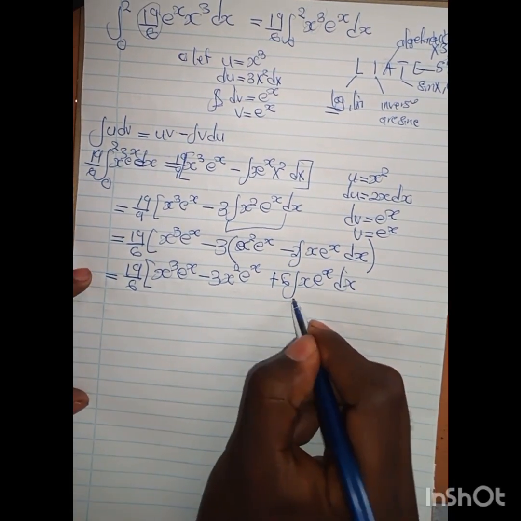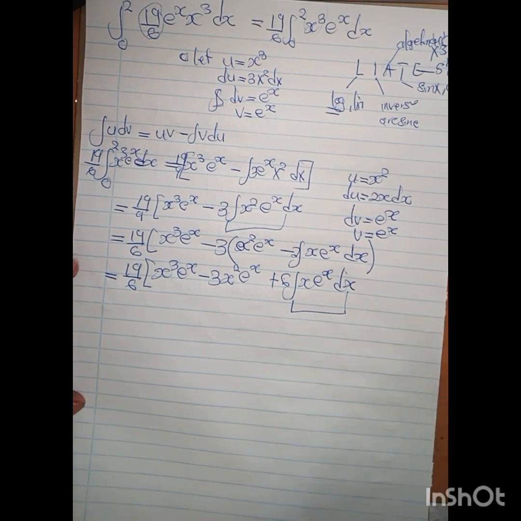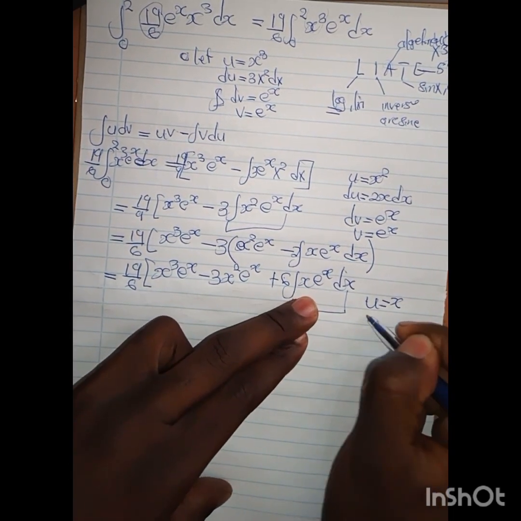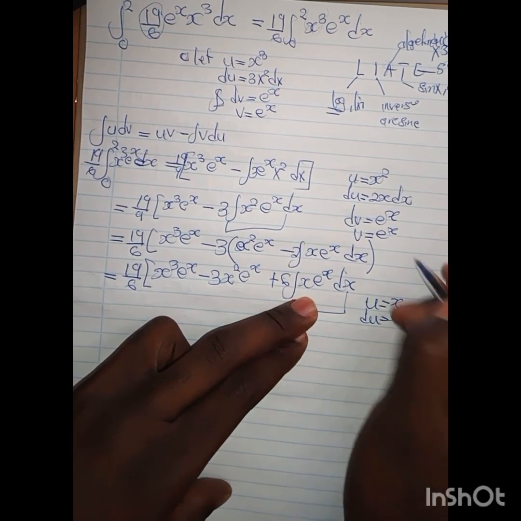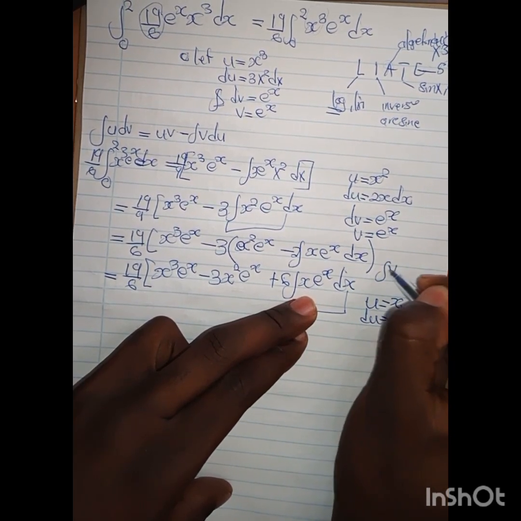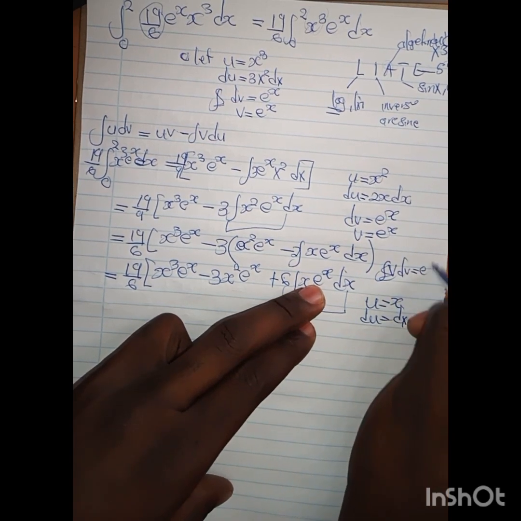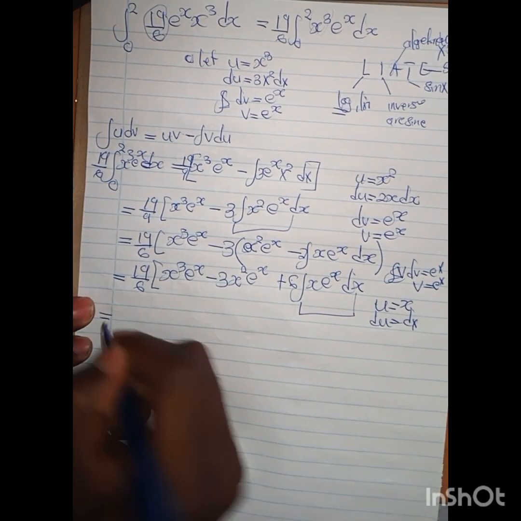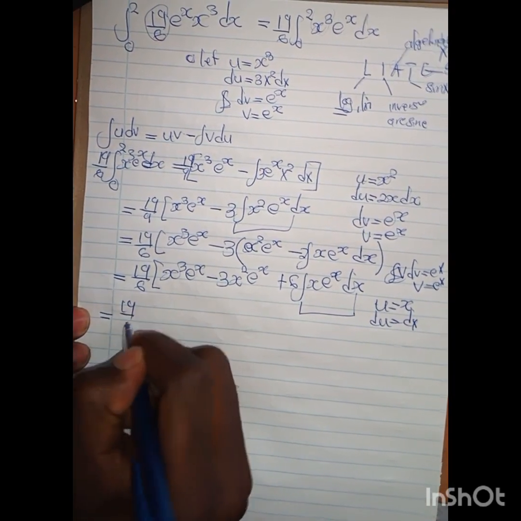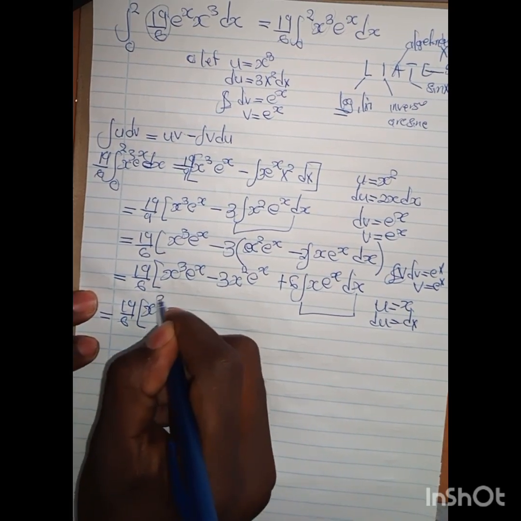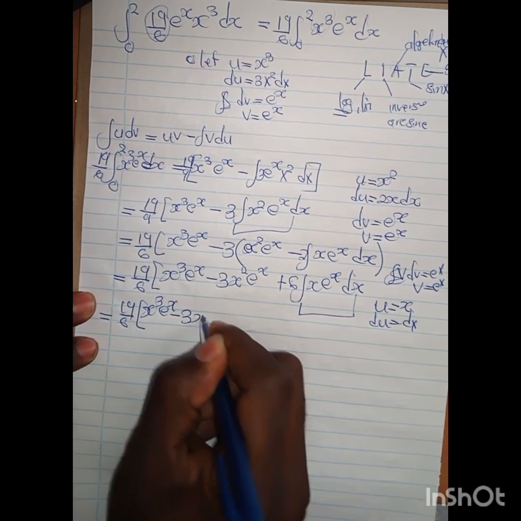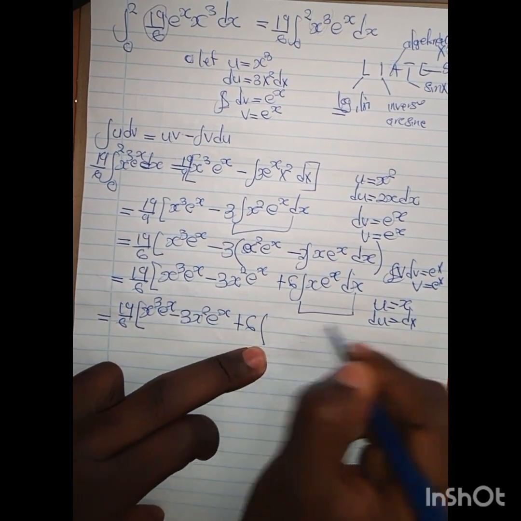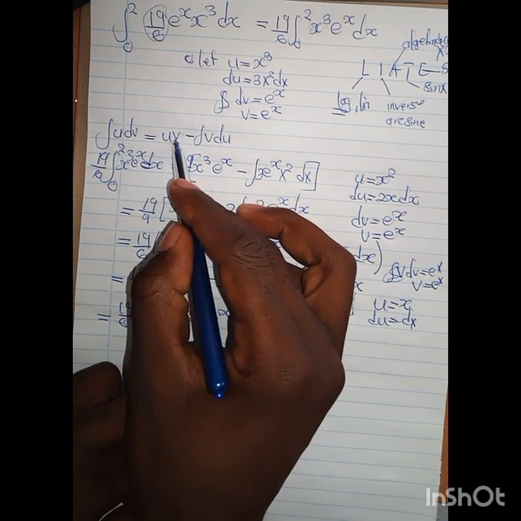Check this part. We have to apply integration by parts again. So this time around, we let u be equal to x, then du equals dx. Hence, dv is e to the x, and v equals e to the x. It doesn't change. So we have the following: 19 over 6 x cubed e to the x minus 3x squared e to the x plus 6, open bracket, u multiplied by v, remember according to the formula.